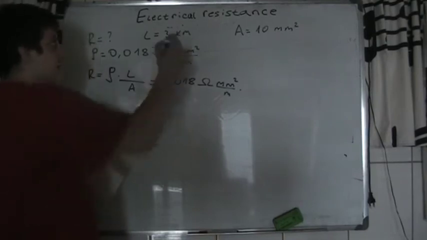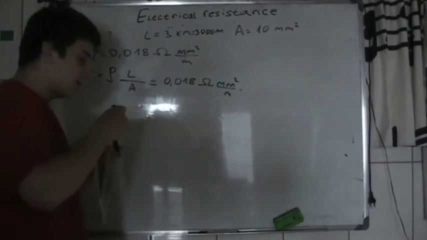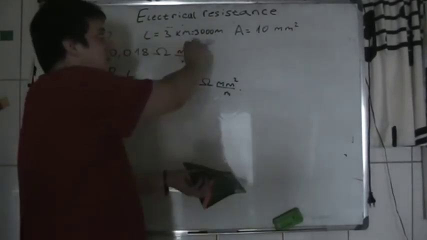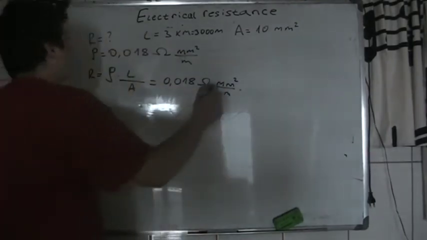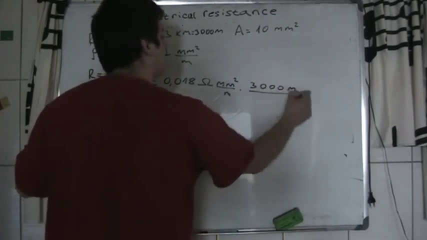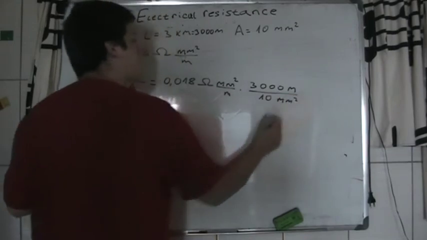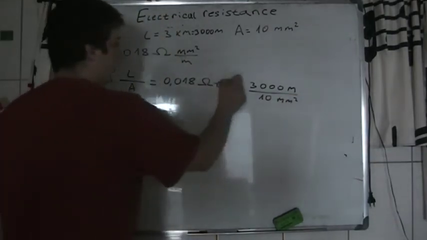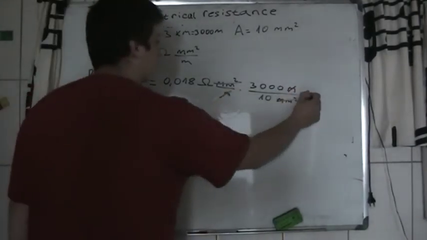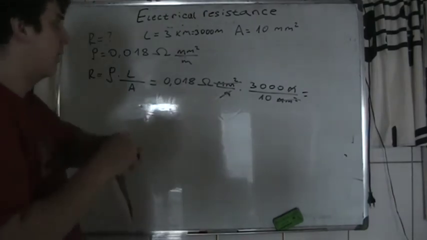3 kilometers is 3,000 meters. In 1 kilometer you have 1,000 meters, and 3 times 1,000 is 3,000 meters. So you have 3,000 meters, and you have 10 millimeters squared. Okay, this is math. Meters and meters cancel each other out. You have ohms, and that's what you have to get.